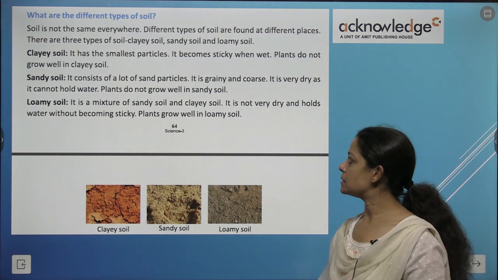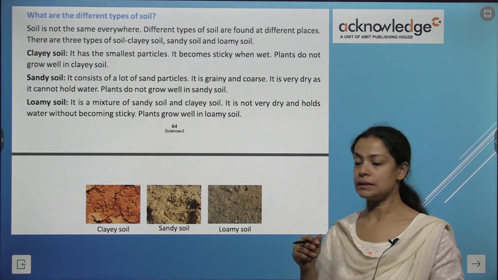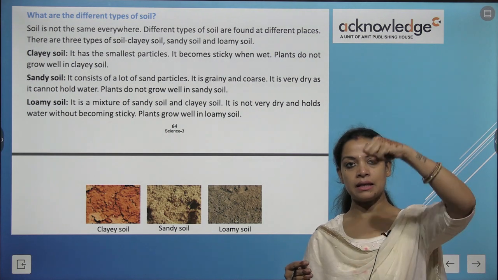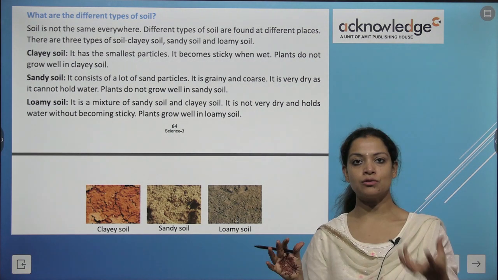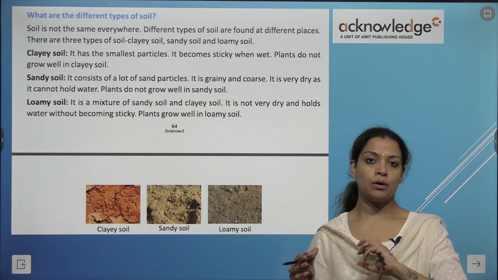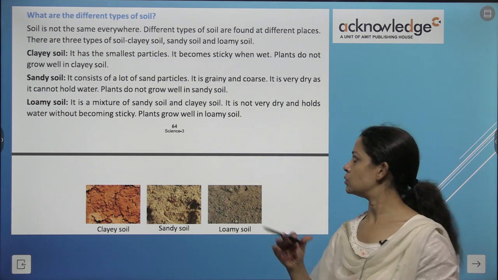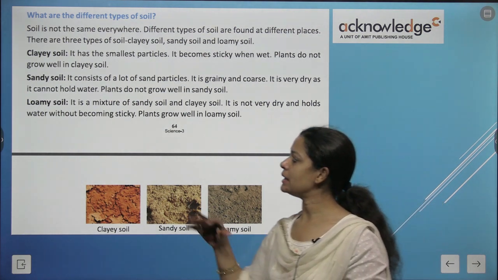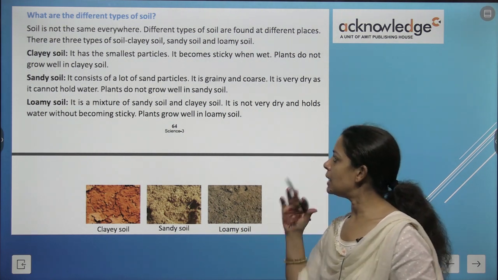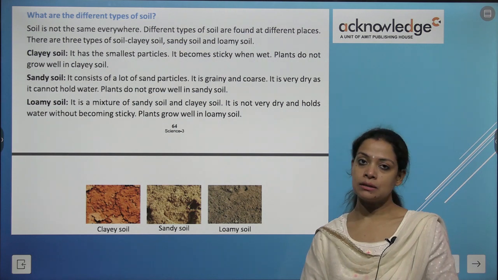Sandy soil consists of a lot of sand particles. It is grainy and coarse. So sand को आप जब ऐसे लेते हैं, it flows down from your hand, so it is grainy and it is coarse in nature. बहुत ज़्यादा fine, बहुत moist ऐसा नहीं होता. It is loose. It is very dry and it cannot hold water. इसका nature बहुत dry है. Plants do not grow well even on sand.